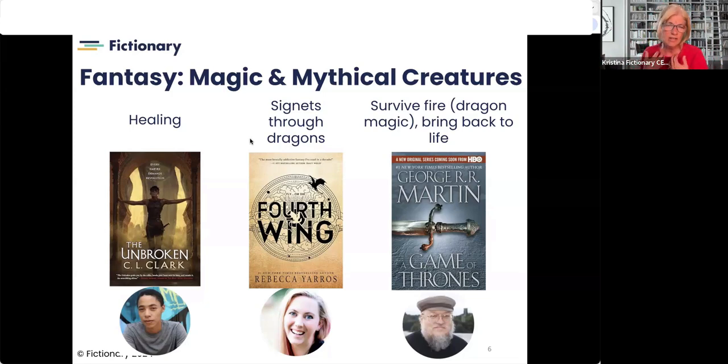So, for example, if I love romance, Fourth Wing is the book for me, right? Just because there's so much romance in that. And I might see it more as a romance than a fantasy. Or The Unbroken, I might pull out the romance more in there too. So it's what the reader brings.